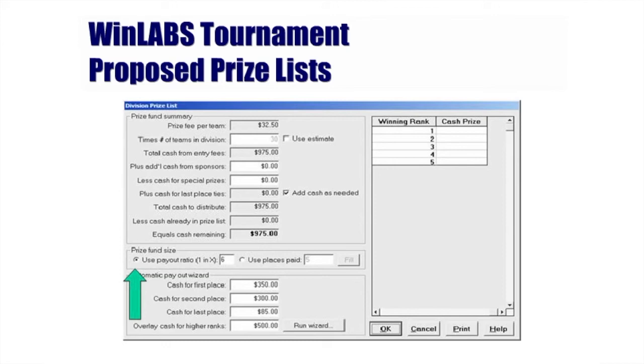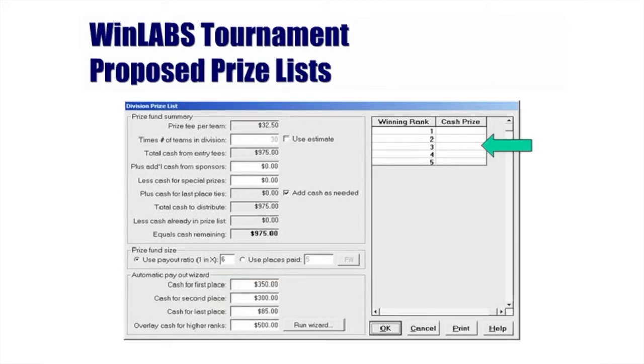If your tournament rules indicate that you are paying using a ratio such as 1 in 5 or 1 in 6, you would click on the Use Payout Ratio button. You would then enter the value of the ratio in the next field. Our example tournament paid 1 in 6. As soon as the number 6 was entered into the ratio field, WinLABS created a prize list of 5 empty cells. That is because there were 30 teams in the division at the time.